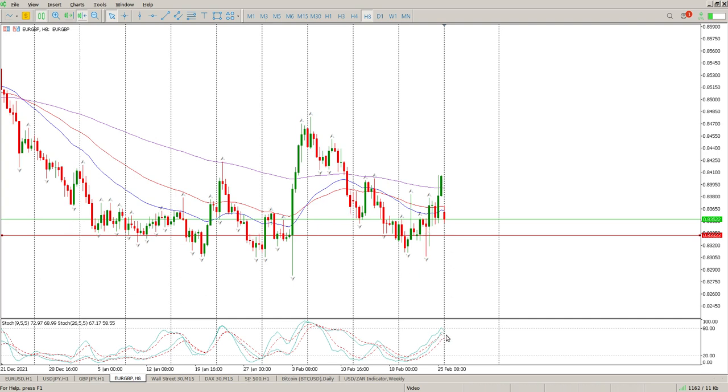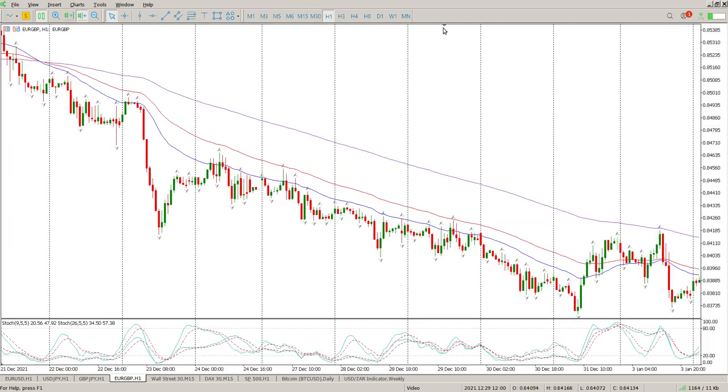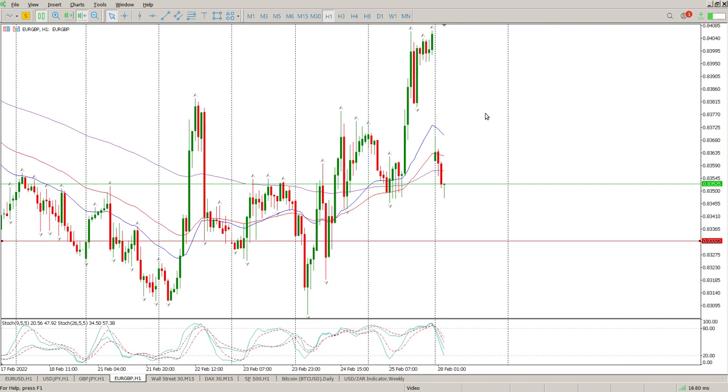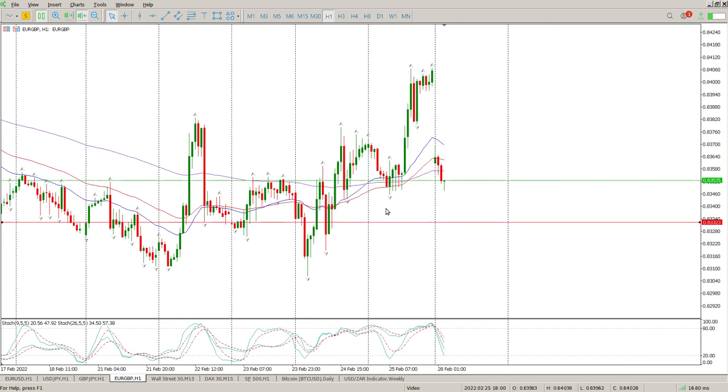Look at the oscillators. This is really looking messy at the moment. I suppose all currencies are right now, but if you look at the hour, look at the buyers that were coming in here on Friday. So this was Friday's low, and we're testing Friday's low at the moment. Buyers coming back in. Moving averages were crossed over, but they've crossed over the other way now.